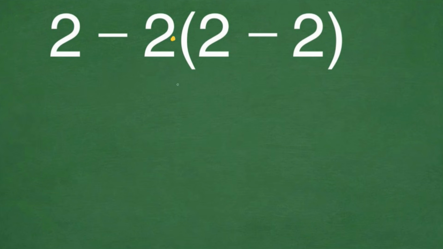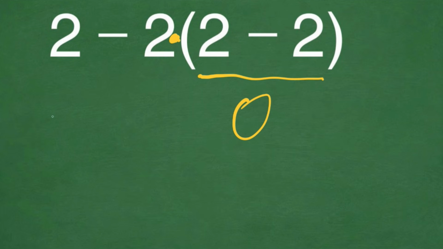Here in our problem, we have two subtractions. One is inside the parentheses, one parenthesis, and a multiplication here. So if a number is placed next to parentheses, that means multiplication. Therefore, we have a multiplication as well. So 2 minus 2 gives us 0, and the problem becomes 2 minus 2 times 0, right?